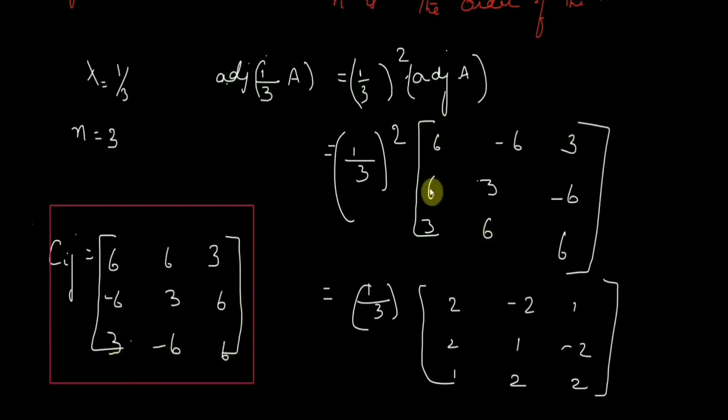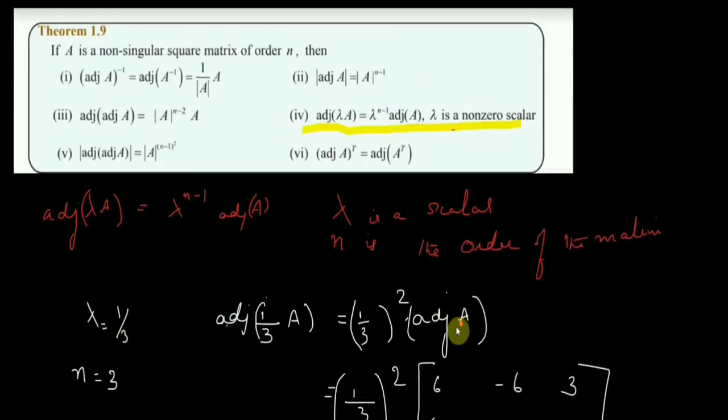Then take the transpose of it. So the first column will become the first row, second column will become the second row, third column will become the third row. So this is actually a multiple of 3, so we can take out the 3 outside. When you divide each and every term by 3, it becomes 6 by 3, 2, minus 6 by 3. I have taken out the 3, so 1 by 3 the whole square, 1 by 3 into 1 by 3. I have divided every element by 3. So you get [2, minus 2, 1; 2, 1, minus 2; 1, 2, 2]. So that is the adjoint.